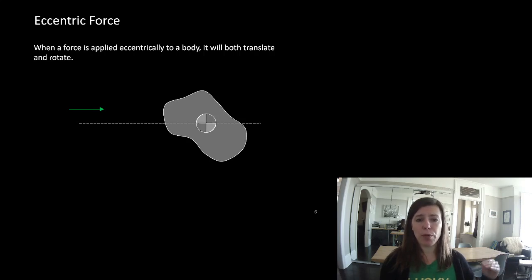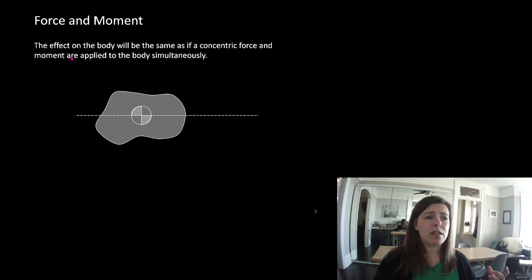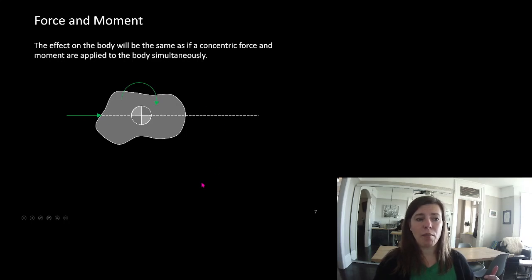If a force was applied through the centroid, it slid, and a moment applied about the centroid caused it to spin, but a force applied eccentrically causes it to slide and spin. That looks like we should be able to add some things up. The effect on the body will be the same as if a concentric force and a moment are applied to the body simultaneously. So a force through the centroid and a moment about the centroid is the same as a force eccentric from the centroid. A force eccentric from the centroid caused it to slide and spin. A force through the centroid will cause it to slide, and a moment about the centroid will cause it to spin. So these two things were the same as the force eccentric from the centroid.